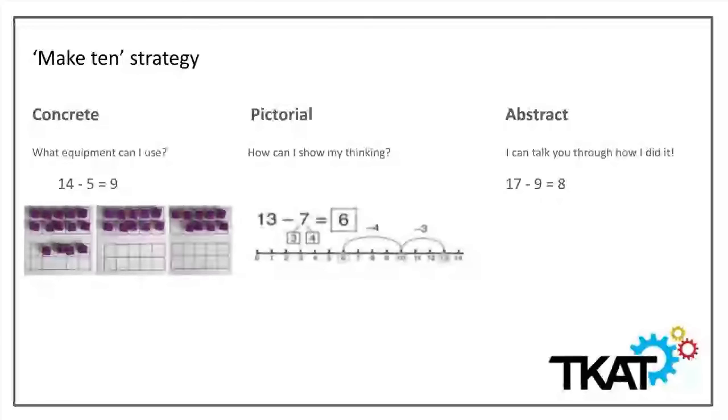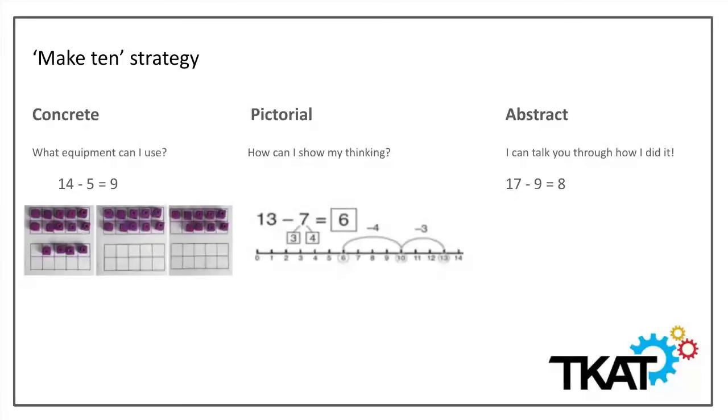The Make 10 strategy supports children when subtracting a 1-digit number from a 2-digit number. Pupils need to identify how many need to be taken away to make 10 first, partitioning the number being subtracted. Then they take away the rest to reach the answer.